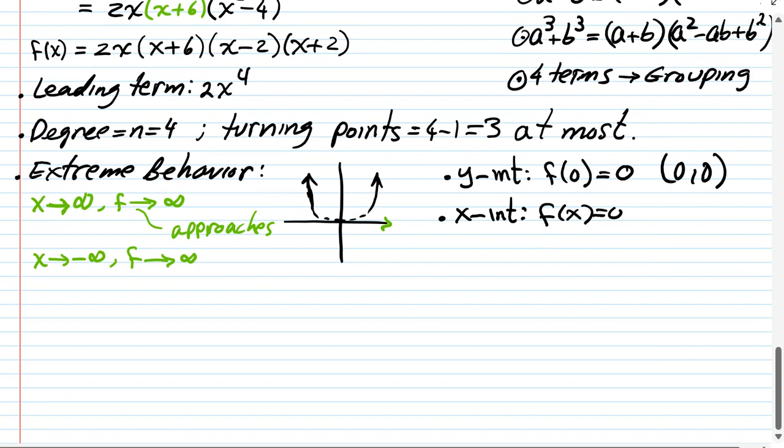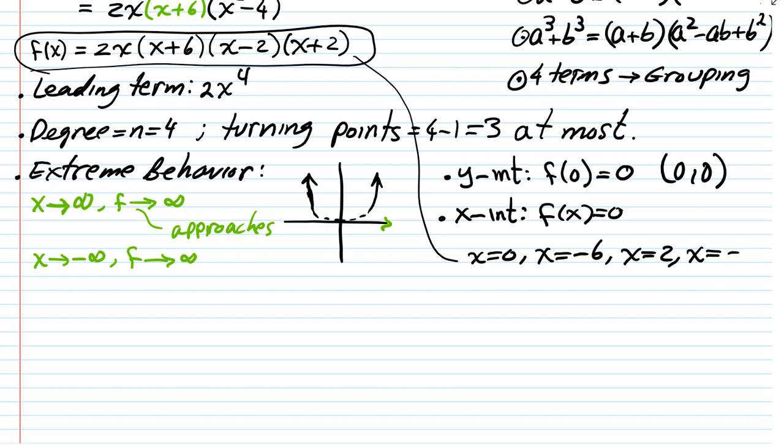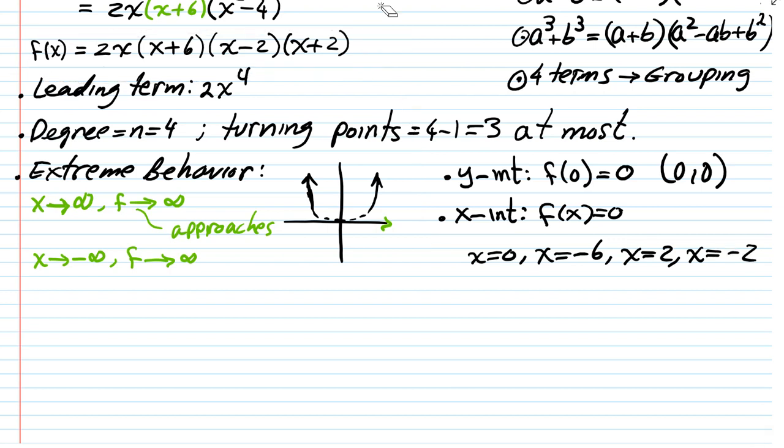And so I need to find the zeros of the function for the x-intercepts. I'm looking at the factored form here, so bring that down here. Your x-intercepts are going to be x equals 0, x equals negative 6, x equals 2, and x equals negative 2, right from here. See what makes each factor 0. And these are the zeros.